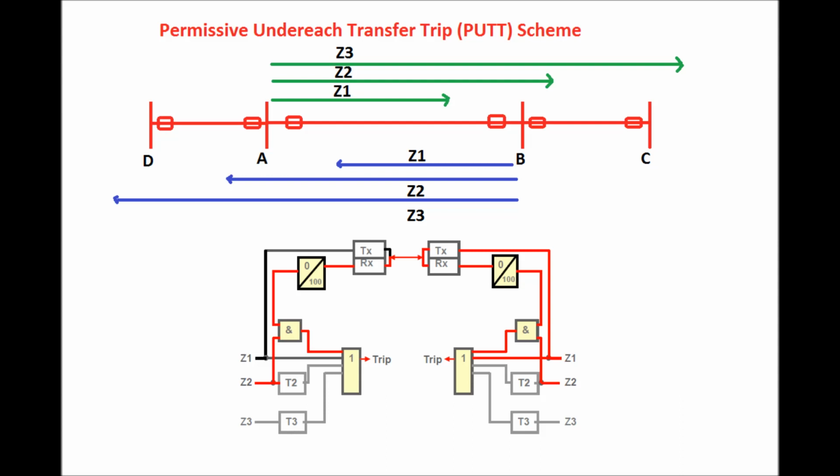Hello friends, today I will discuss one of the carrier aided schemes, that is the permissive underreach transfer trip, in short PUTT scheme, for distance relay.